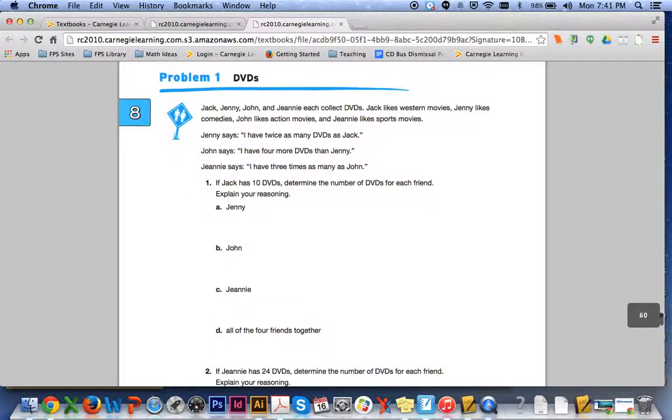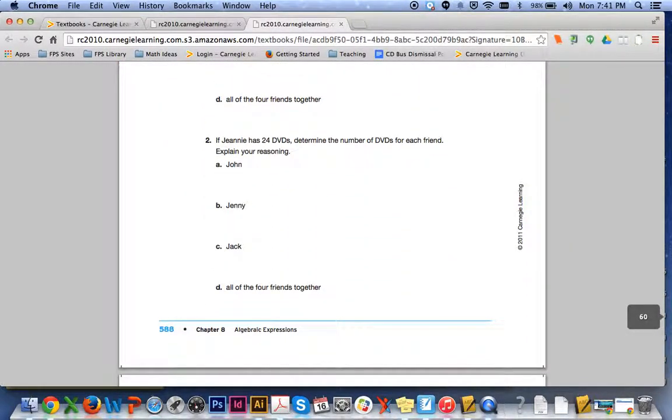So back to the problems here. Number 2, if Janine has 24 DVDs, determine the number of DVDs for each friend. Explain your reasoning. So now we're starting with Janine. Before we started with Jack, now we're starting with Janine, so we have to think backwards a little bit. So Janine has 24 DVDs.